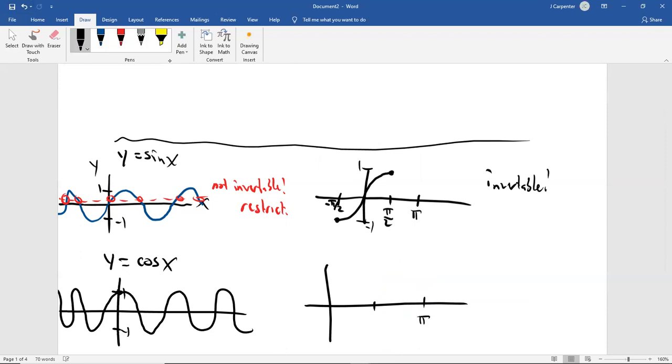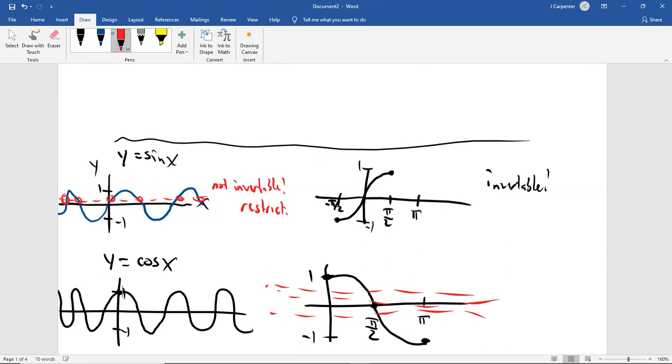You can put pi over 2 up here if you like. So cosine starts at a height of 1 here, and by pi over 2, it's going to be here. By pi, it's down at negative 1. But it's not a straight line. It bends. It waves. There we go, much better. This appears to pass the horizontal line test. Passes, passes, passes. So we're good.